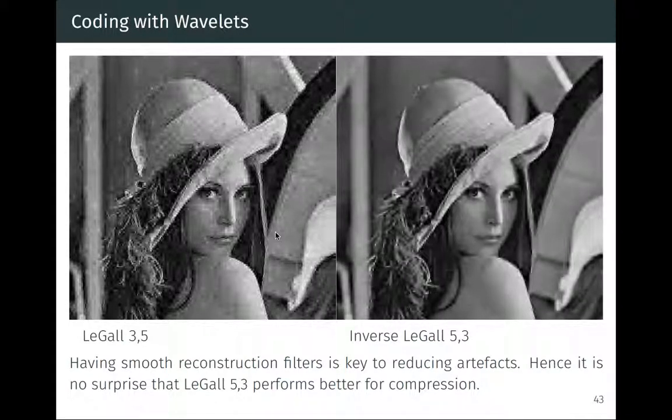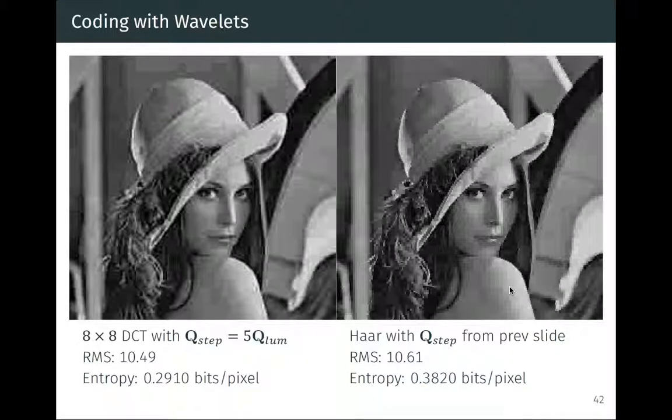But these are for similar quality what you get with Legall 3.5 and Legall 5.3. So you can see here the inverse Legall, so when we swap the reconstruction and analysis filters, the results are quite good, okay? So you lose a bit of texture, but the surfaces are much smoother than they were even with the DCT, okay?